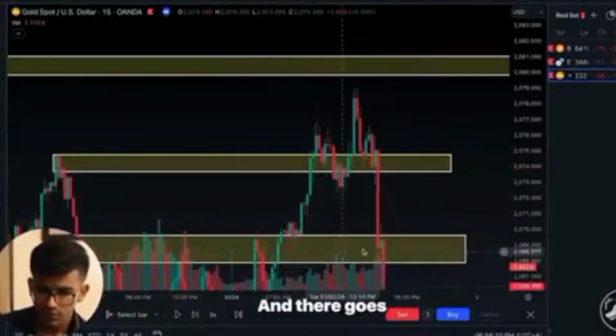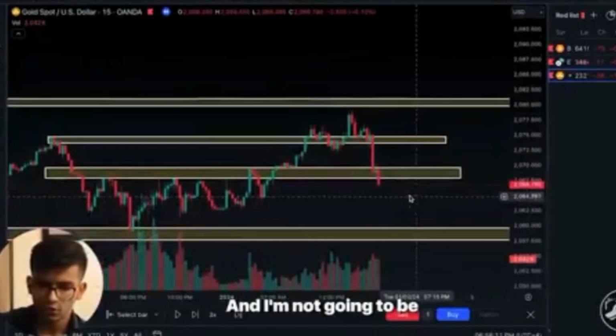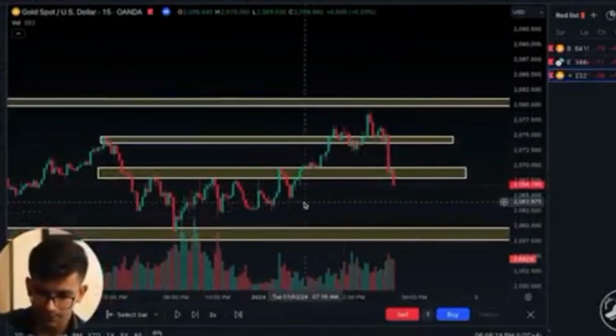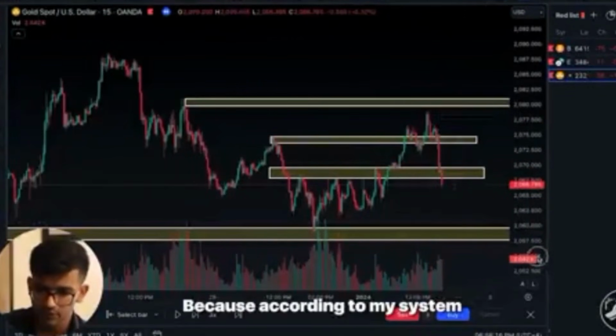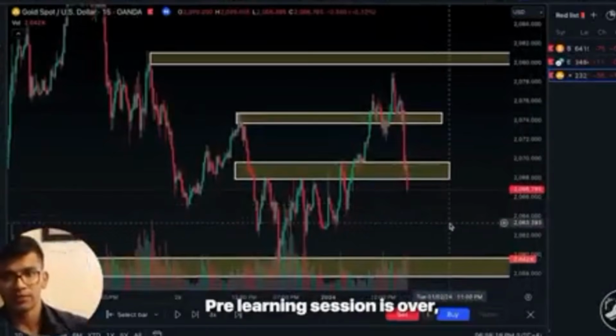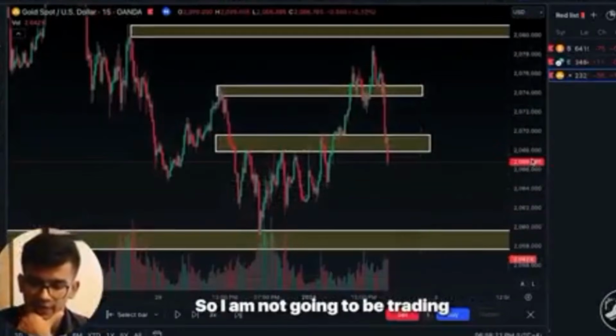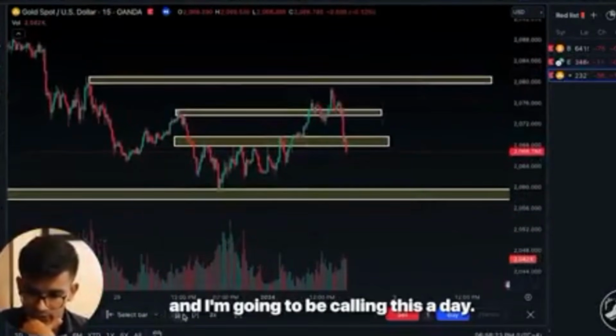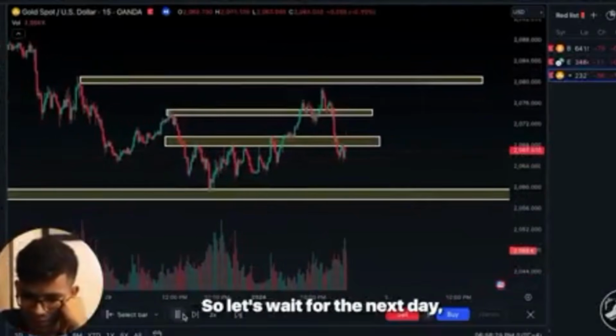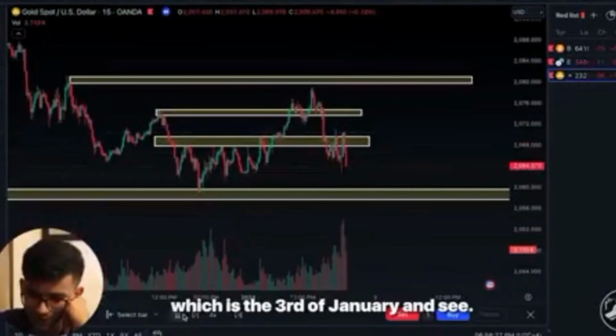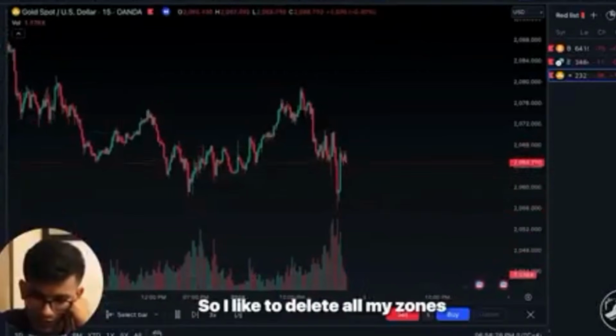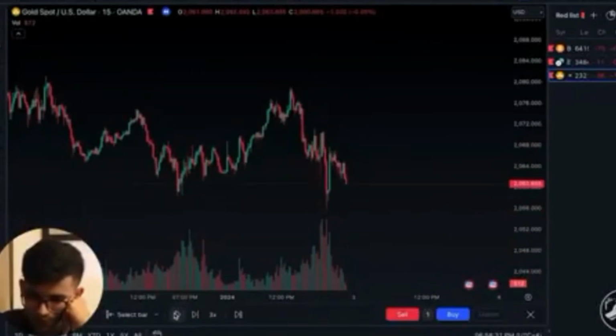And there goes the pre-London session, and I'm not going to be trading this, okay? Because according to my system, the pre-London session is over, so I am not going to be trading for the rest of the day, and I'm going to be calling this a day. So let's wait for the next day, which is the 3rd of January, and see. I like to delete all my zones and start off fresh.